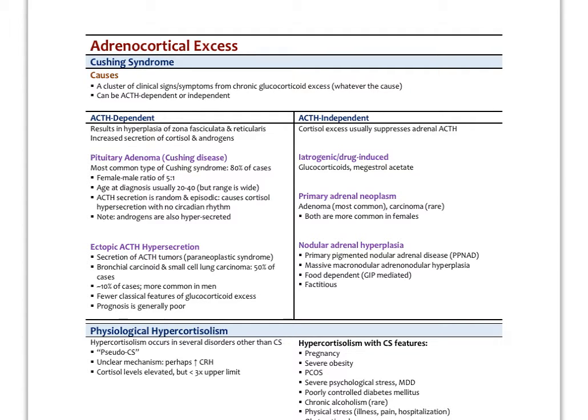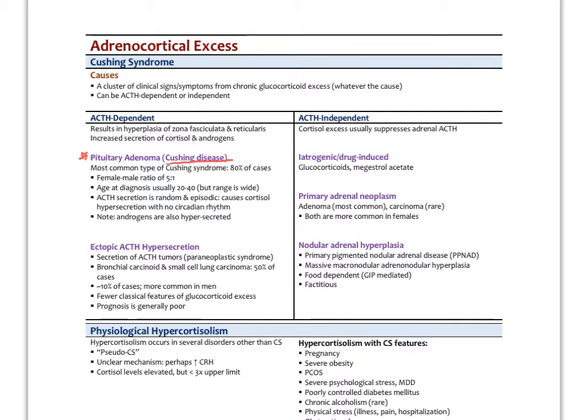ACTH dependent would result in hyperplasia of the adrenals, especially the zona fasciculata and reticularis, and increased secretion of both cortisol and usually DHEA as well. The most common reason for this would be a pituitary adenoma, and in that case we call it Cushing disease. So Cushing disease is a subset of the syndrome. About 80% of all cases of Cushing syndrome are from Cushing disease.